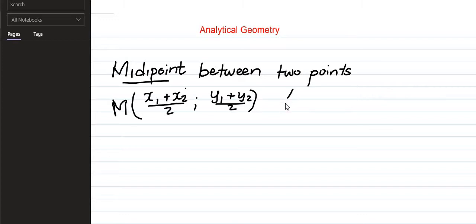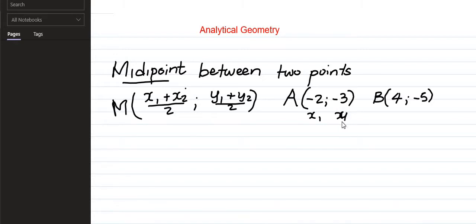So again, we see that if they give the coordinates of A as minus 2 and minus 3, and then the coordinates of B as 4 and minus 5. So we know that this one is our x1, this one is our y1, and then this one obviously x2, y2.